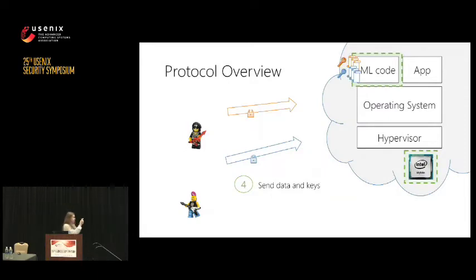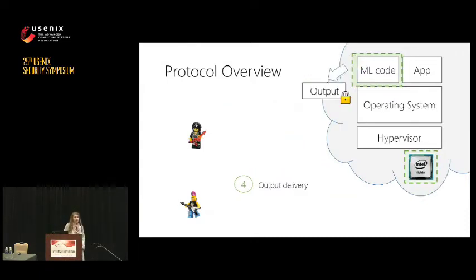It's important to note that the access to the data and the keys is isolated from the rest of the system and is only available to the machine learning code. Finally, when the output is ready, it can be sent encrypted to the users with the shared key, or it can stay in the cloud and be queried later on by them.